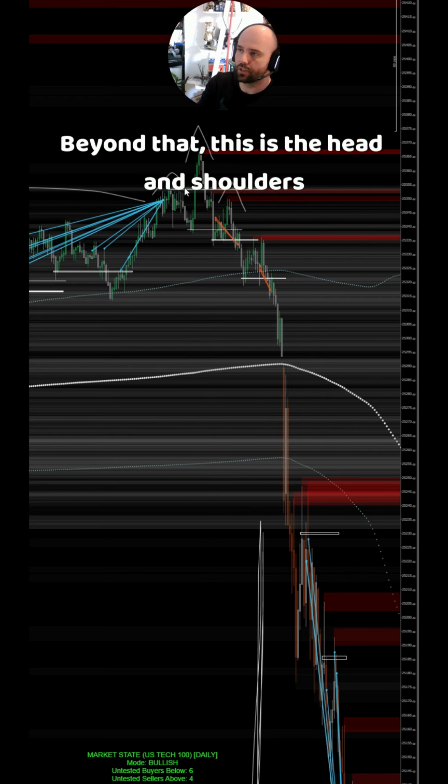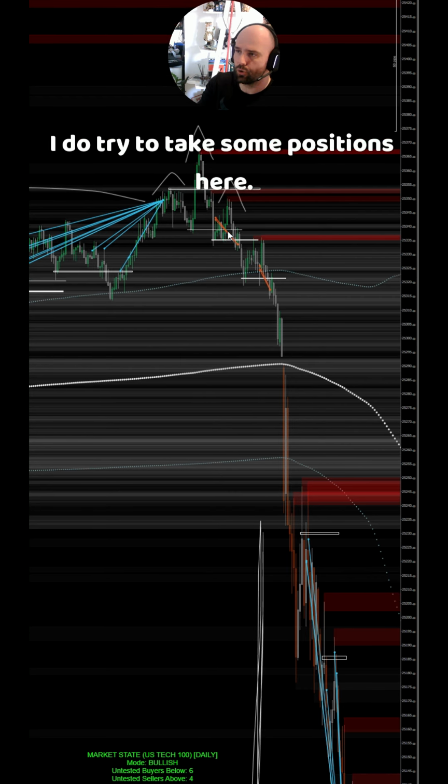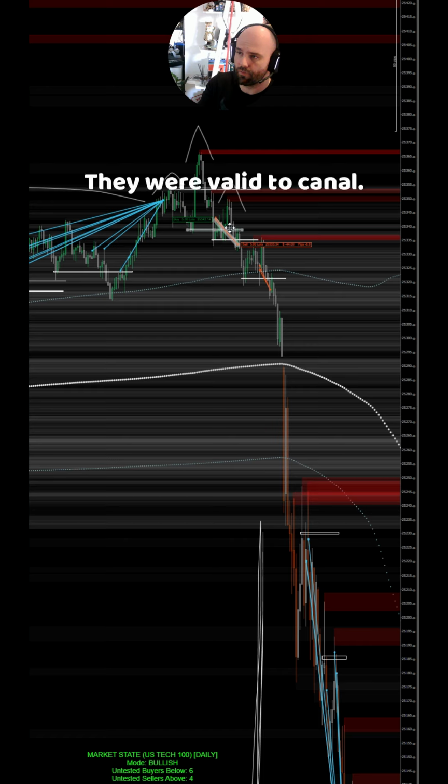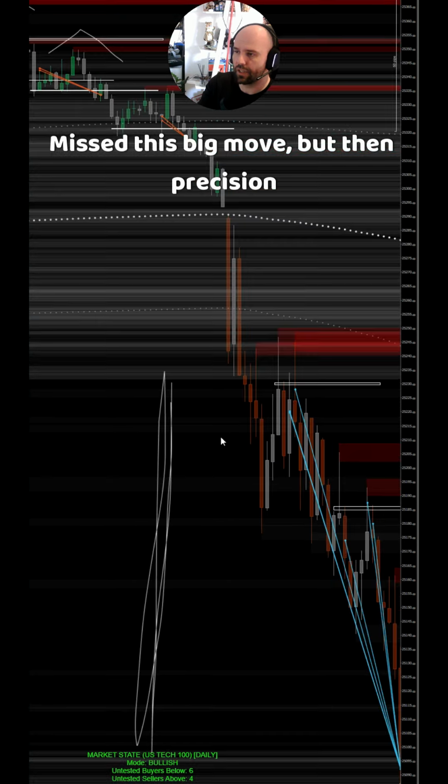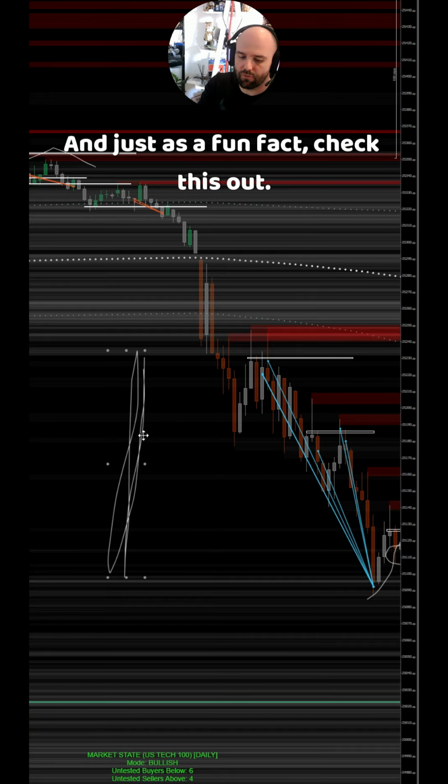Beyond that, this is the head and shoulders I was talking about at the daily highs. I do try to take some positions here. They were valid, took an L, they were valid, took an L. Missed this big move, but then precision entries start happening. And just as a fun fact, check this out.